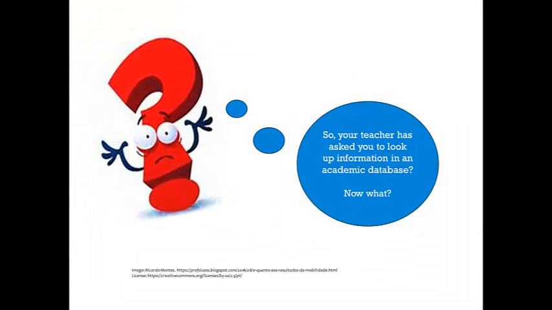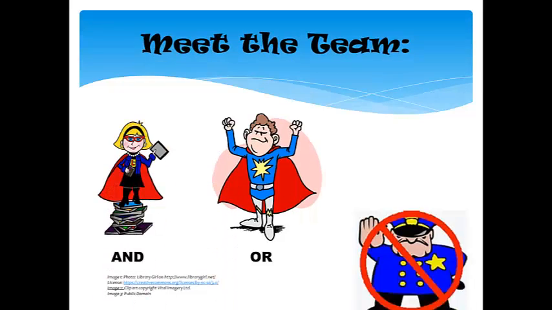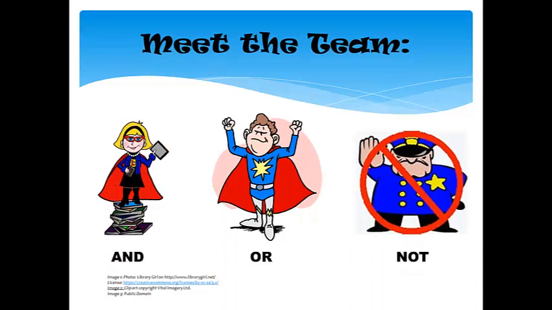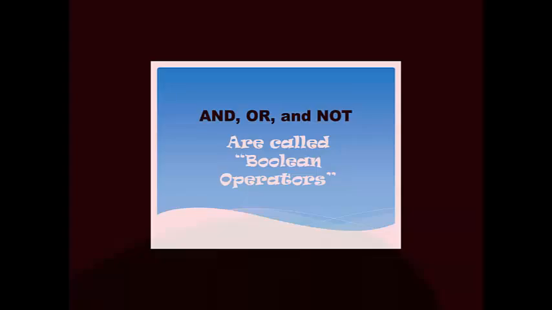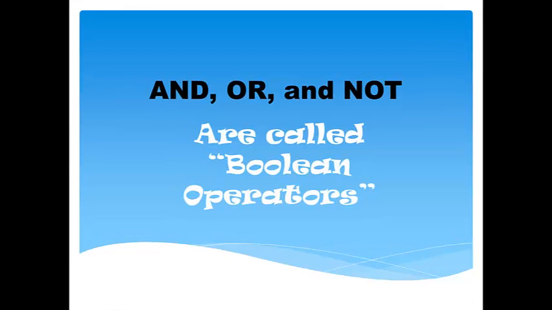So your teacher has asked you to look up information in an academic database? Now what? Before we take a look at the actual database, I'd like to introduce you to the team: and, or, and not. This team will help you to be able to search for items in a database very quickly. But you may be wondering, how can these guys help you with your search? And, or, and not are called Boolean operators.